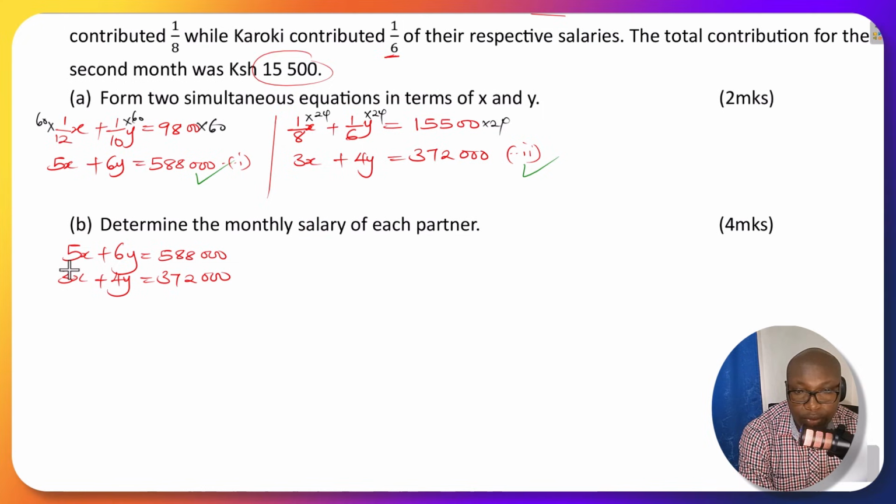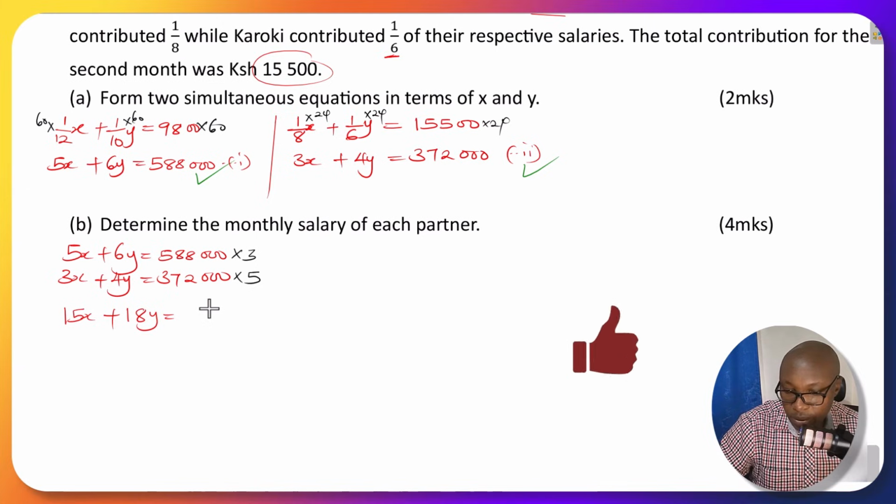So how do I make x to be uniform? This is 5x, this is 3x. So the least common multiple of 5 and 3, that is 15. So to make them 15, I'll simply multiply the first one by 3, and the second one here, I'll multiply that one by 5. I think that one would be okay, so that I can eliminate x. So the first equation, multiply everything by 3, so you'll get 15x plus 18y is equals to 588,000 times 3.